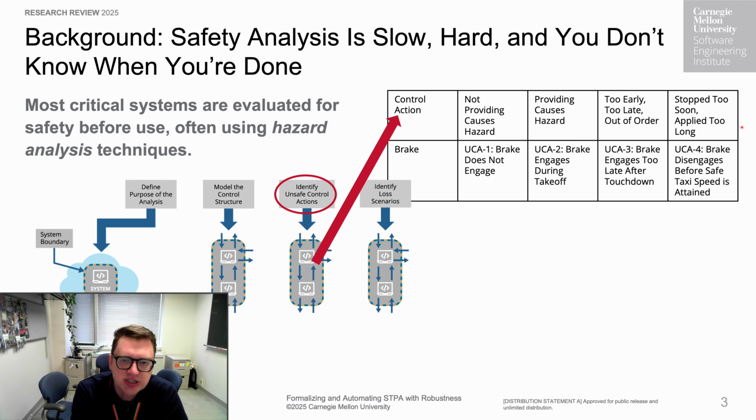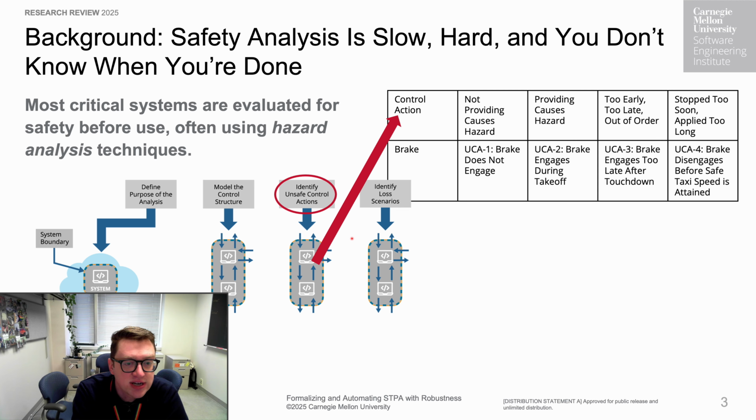And then the last one asks, okay, what happens if you start applying the brakes at the correct time, but then either let off of them too early or hold on to them too long? And again, this could be unsafe. If we disengage the brake before we have a safe taxi speed, we're going too fast to taxi, but probably too slow to take back off. So filling out this table is all of step 3.